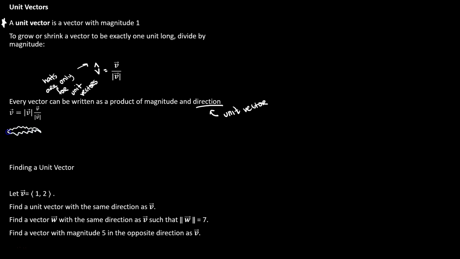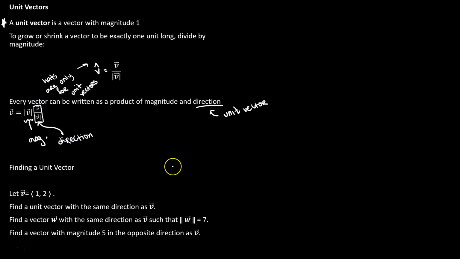Any vector v can be written as a product of two things. We have the magnitude of v times the direction of v. So the last factor here is the direction of v.